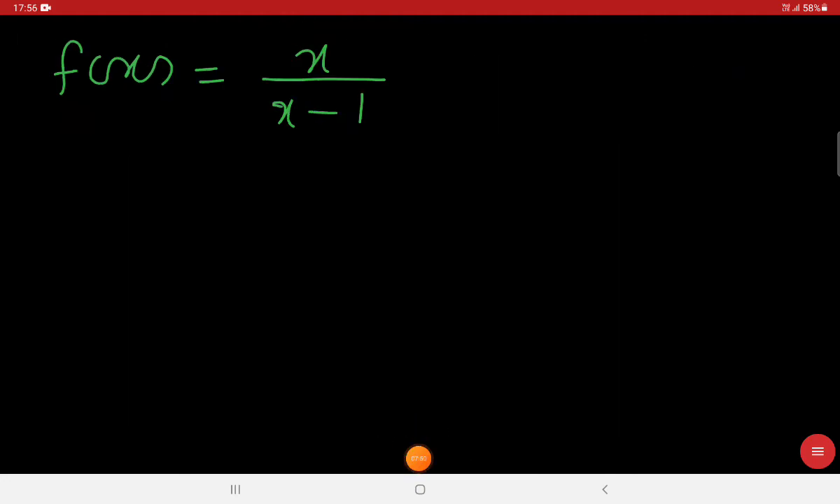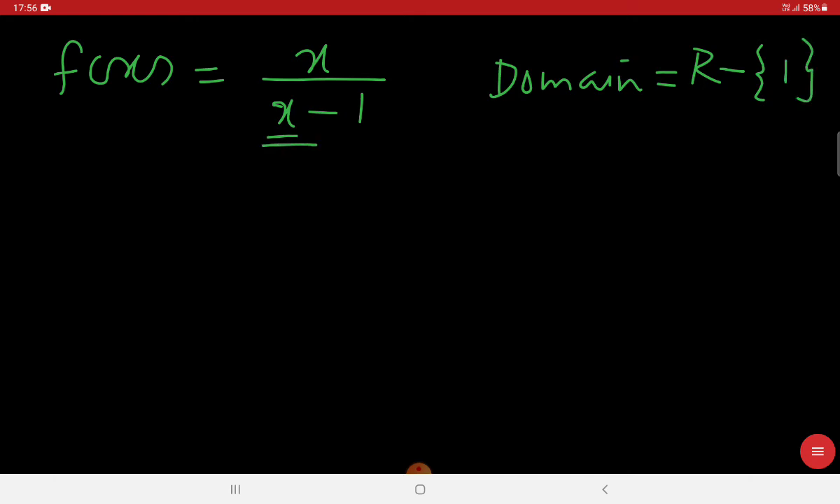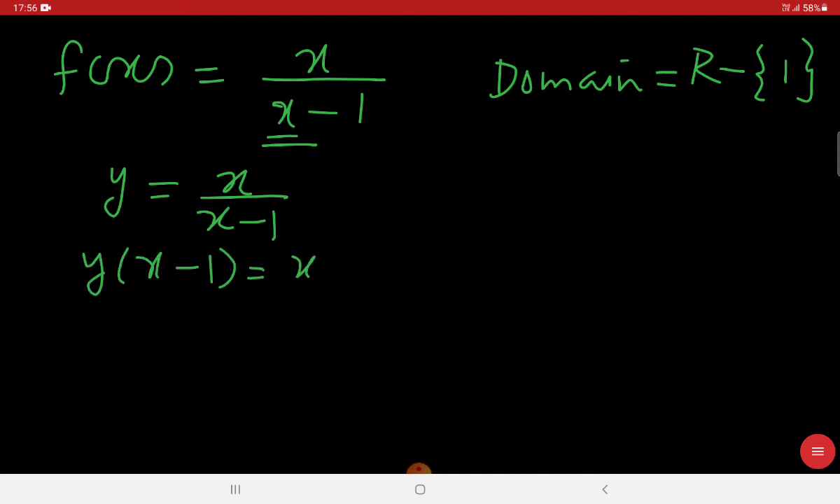Let f of x equal to x by x minus 1. We have to find the domain and range. What is the domain? Domain, it is clearly R minus {1}. That means when x equal to 1, this denominator becomes 0. So we have to avoid such a value for x. Now range. In order to get the range, put y is equal to x by x minus 1. Now we have to rewrite, or express, x in terms of y. So y into x minus 1 is equal to x. yx minus y is equal to x.